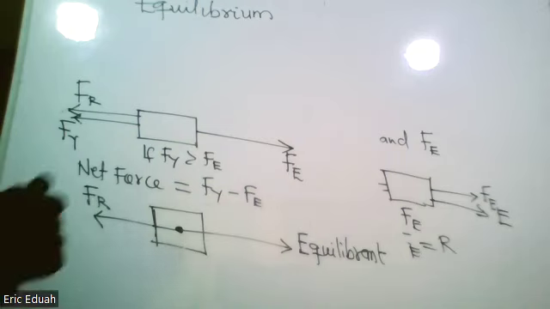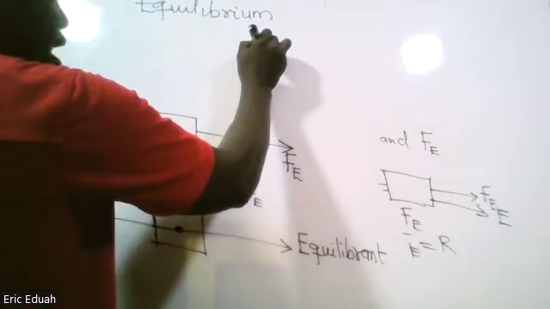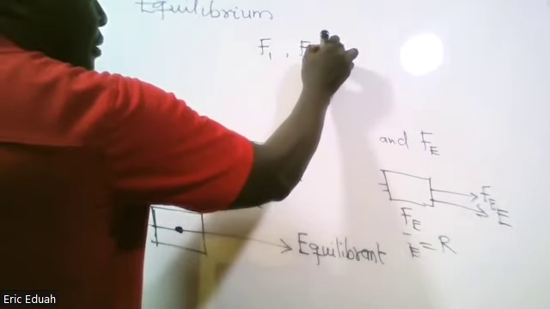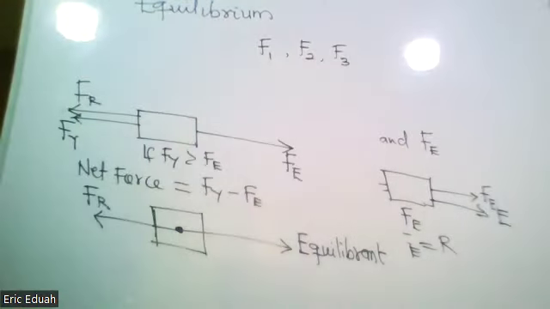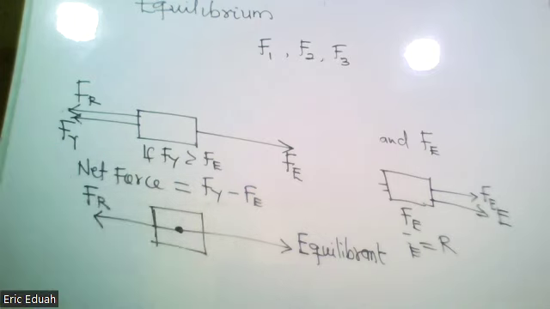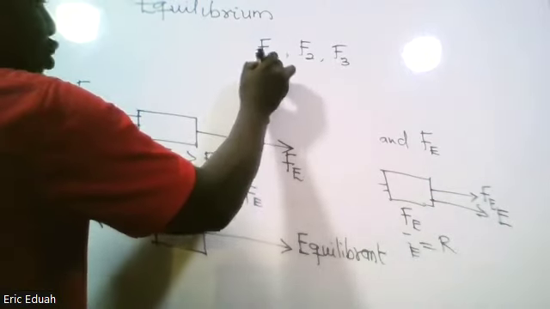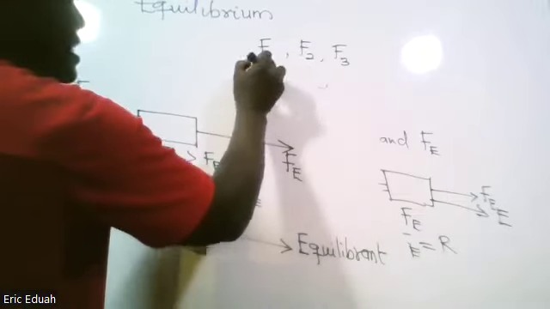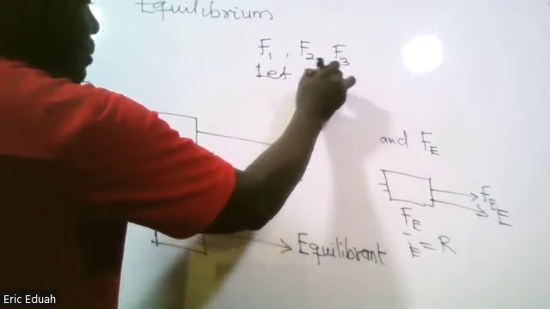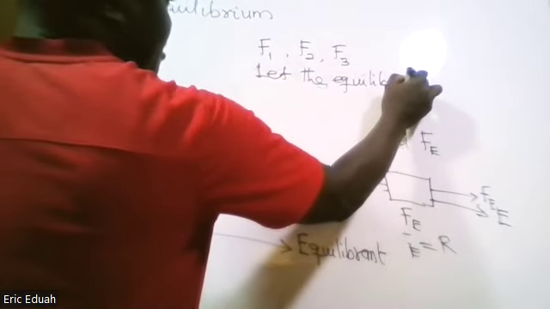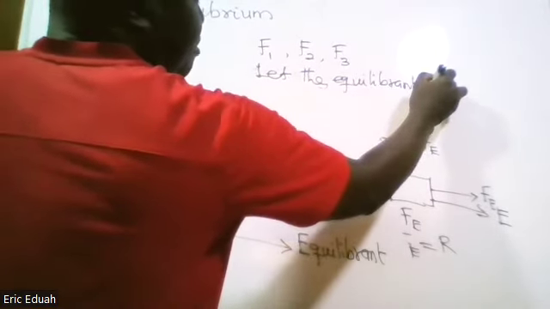So if I have this number of forces, F1, F2, F3, and I'm asked to find that single force which will cause the net force to be zero, then it means we have to look for the equilibrant. So let the equilibrant be X.